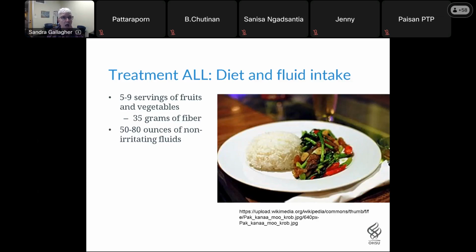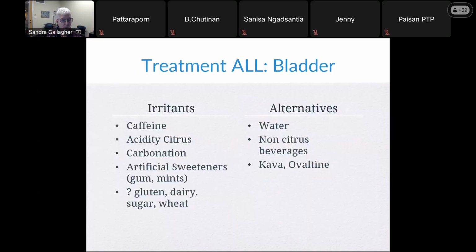Sometimes when people drink a large amount of fluid at once, it's processed by the kidneys and made into urine, but it's not available to keep the stool consistency right. So this fluid should be throughout the day. And avoiding those irritants and providing alternatives for that. So non-citrus beverages are good, non-carbonated water. And then for people who drink coffee, there are things like kava and Ovaltine that are less acidic and less caffeinated. So this is for bowel and bladder, all of those things I talked about.